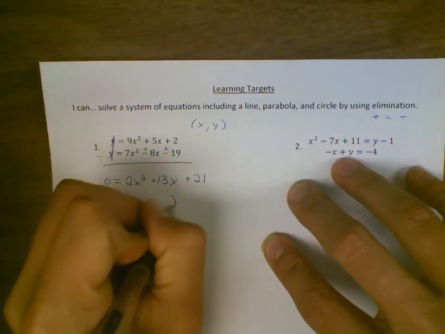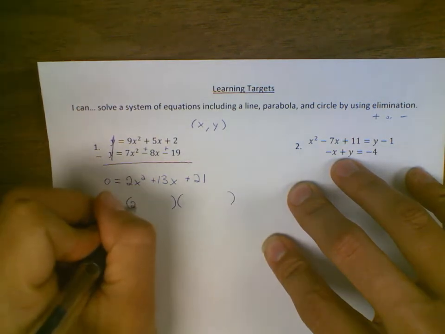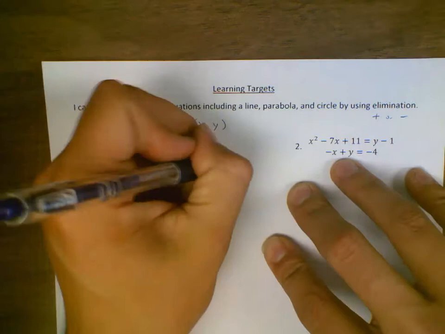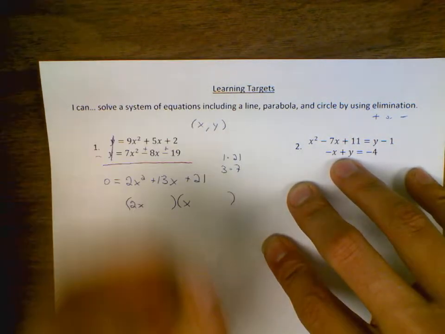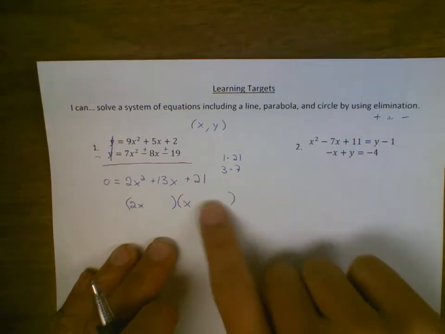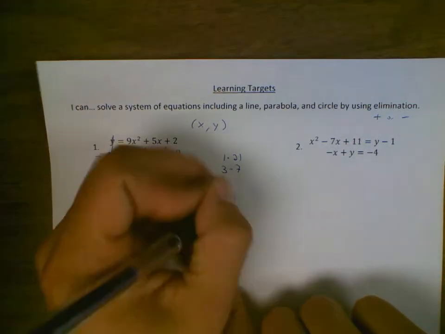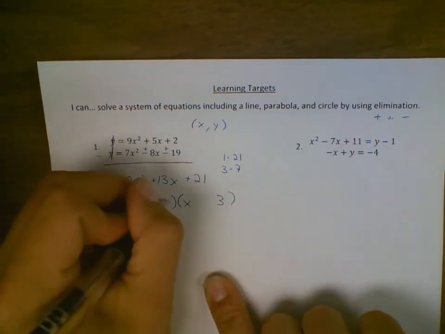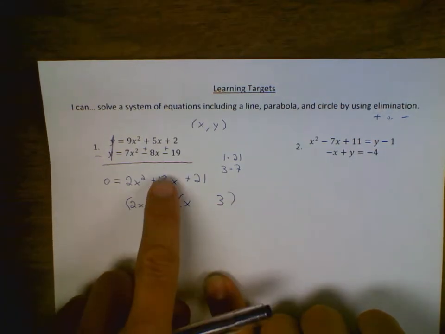So to do that, I ask myself what times what gives me the first term. Well, that's going to be 2x and x. I then think about what times what gives me the last term. Well, to get 21 is 1 and 21. It's also 3 and 7. I need to pick the pair and order them so that I can get a 13x in the middle. So I'm going to put the 3 in the last spot, so that gives me 6x. I'm going to put the 7 on the inside, so that gives me 7x. 6x plus 7x is 13x.